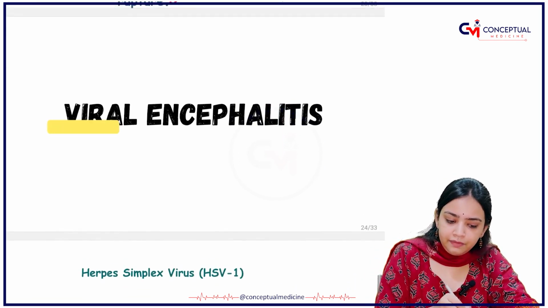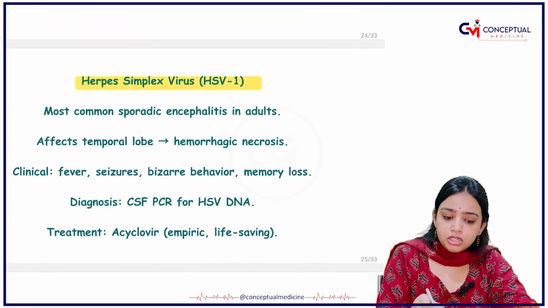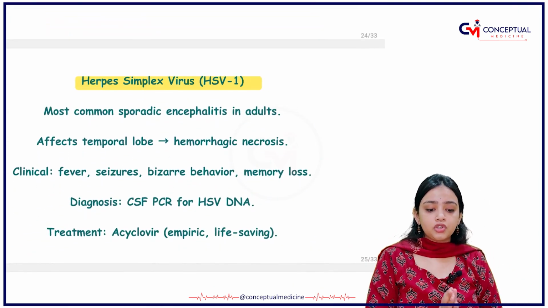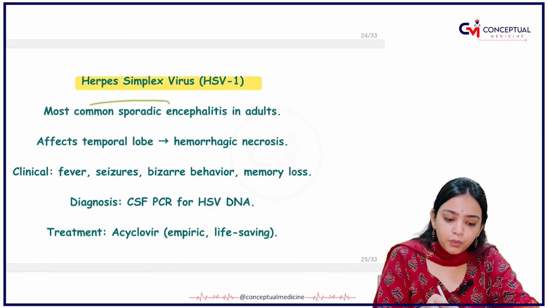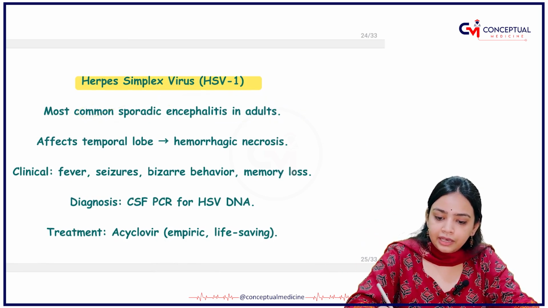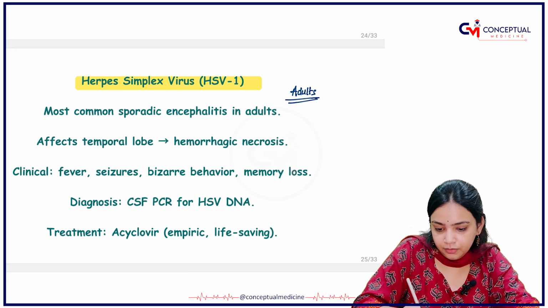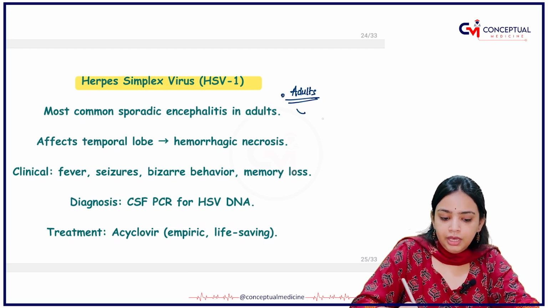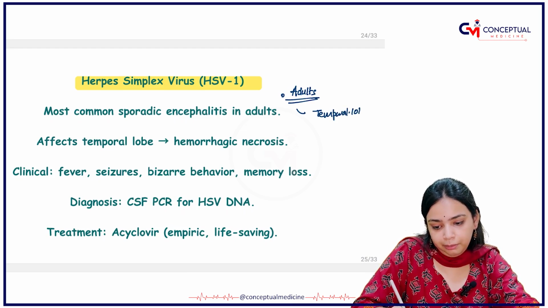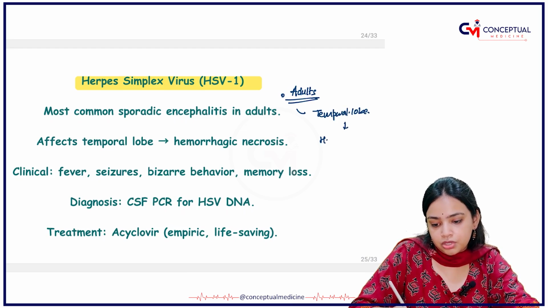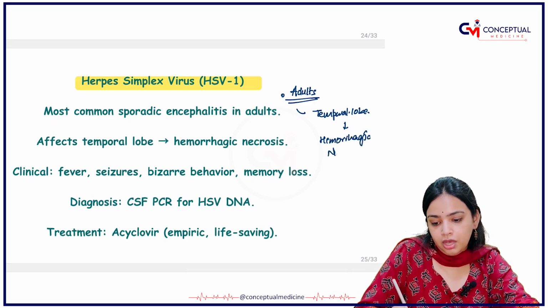The last one that you have is viral encephalitis. In viral encephalitis, the first one that we have is HSV-1, that is your herpes simplex virus. They are the most common sporadic encephalitis in adults. They affect the temporal lobe of the brain and cause hemorrhagic necrosis.